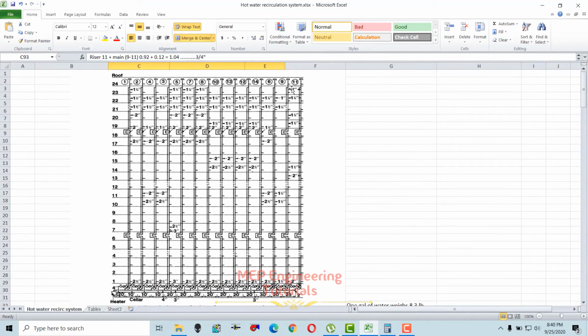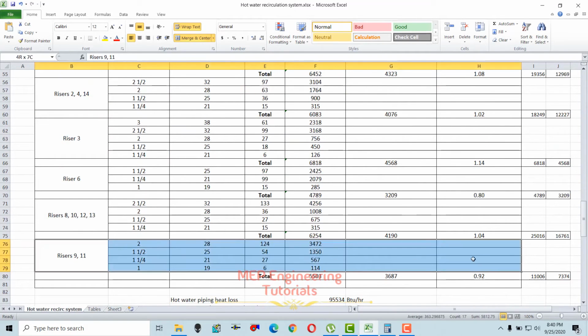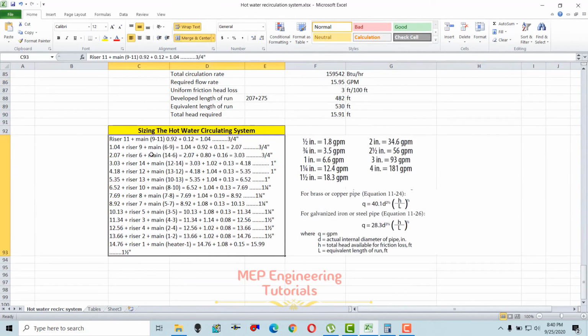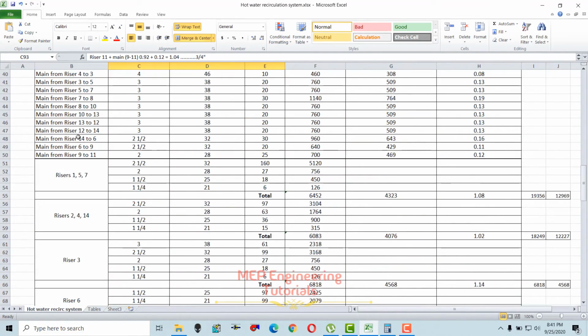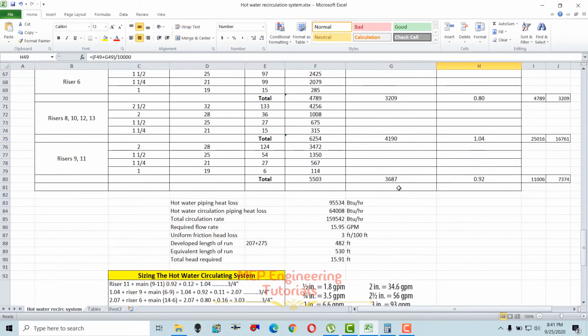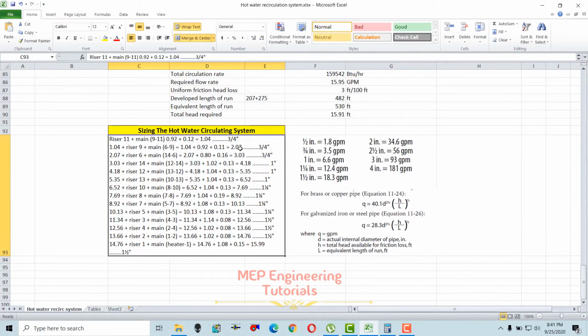So riser 9 GPM is how much? You see here that is 0.92. So we have to write riser 9, 0.92, and the last one here is main 6 to 9. If you check the main from 6 to 9, how much is the GPM between 6 to 9? So main from riser 6 to 9 GPM is 0.11. So you have to write 0.11 here. So you know all the GPMs now, just add them, total it will be 2.07. Again 2.07 is less than 3.5 GPM, so we can use 3 by 4 inch pipe size. So we have used 3 by 4 inch here.